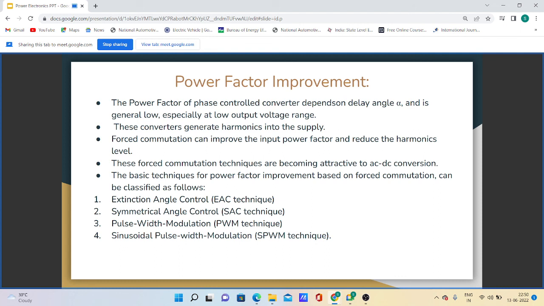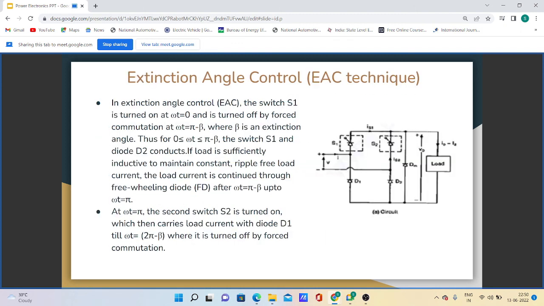The basic techniques for the power factor improvement based on force commutation are extinction angle control, symmetrical angle control, pulse width modulation, and sinusoidal pulse width modulation. Now we will see the extinction angle control.